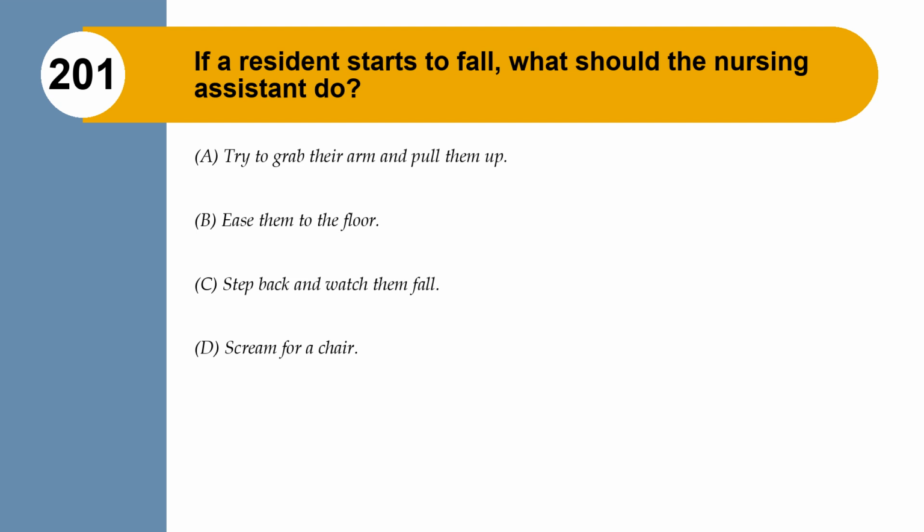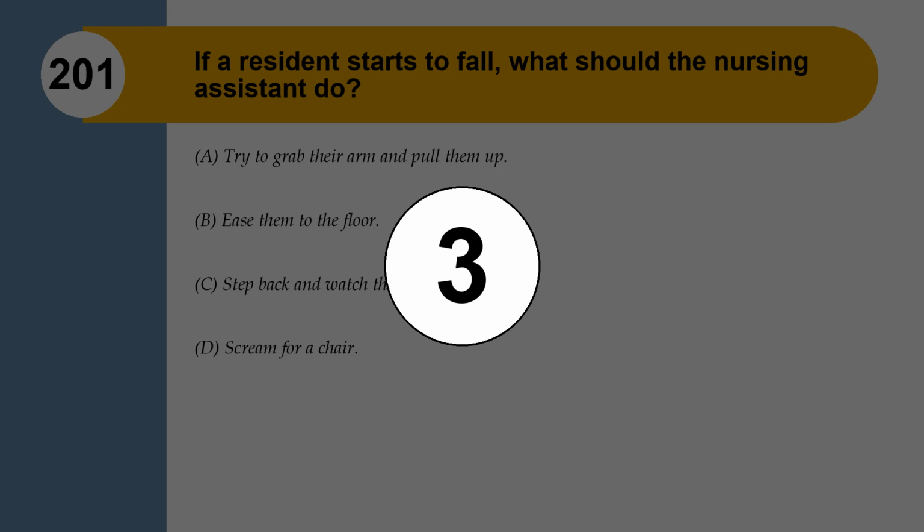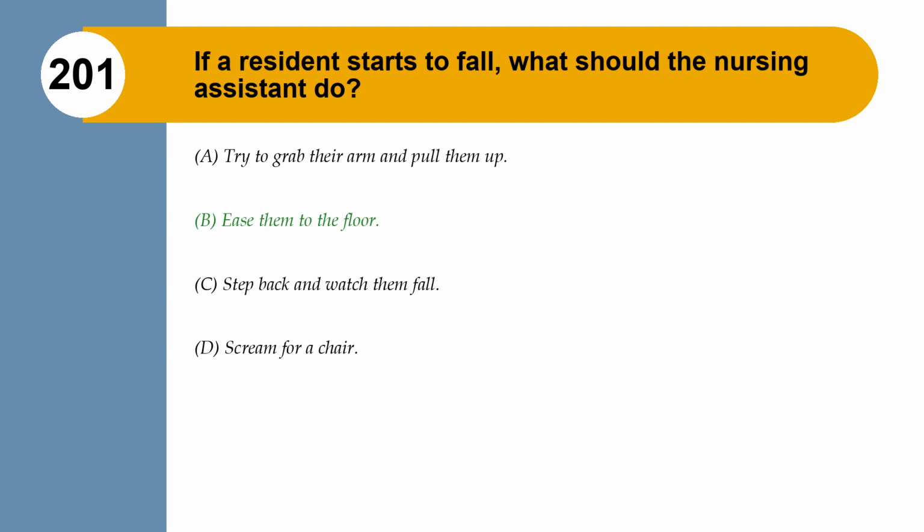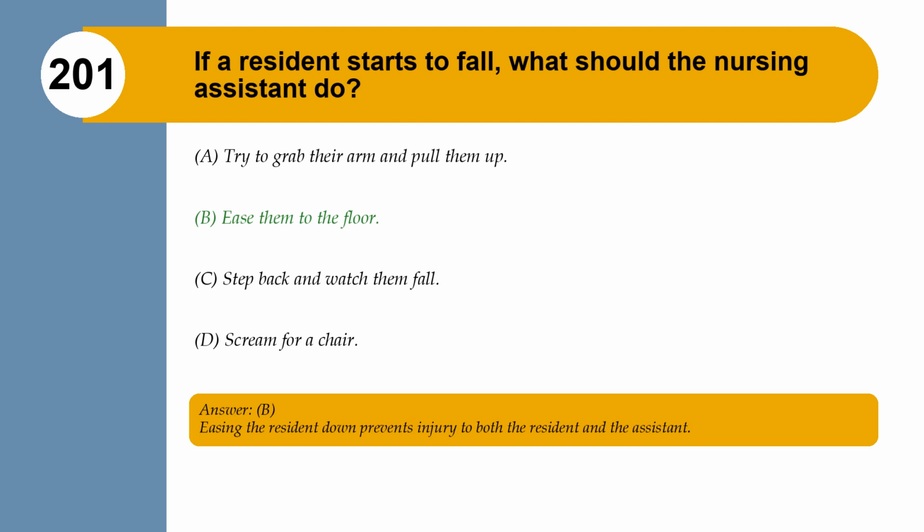Question 201. If a resident starts to fall, what should the nursing assistant do? Option A, try to grab their arm and pull them up. Option B, ease them to the floor. Option C, step back and watch them fall. Option D, scream for a chair. The correct answer is option B, ease them to the floor. Explanation: easing the resident down prevents injury to both the resident and the assistant.